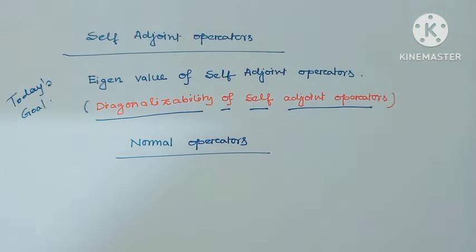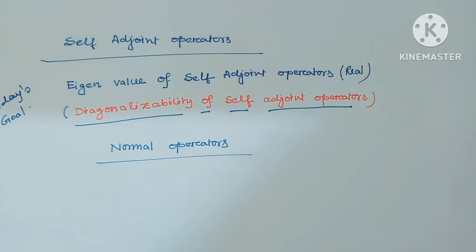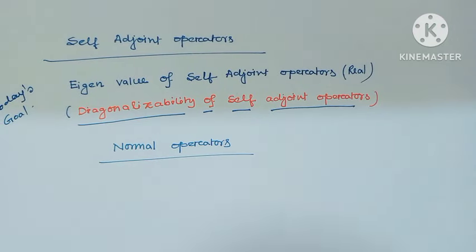Actually, today I will see the diagonalizability of self-adjoint operators. A self-adjoint operator is always diagonalizable. We all know the eigenvalues of a self-adjoint operator are always real, as I saw in my previous video. Today I will see that a self-adjoint operator is always diagonalizable. Then I will see normal operators.